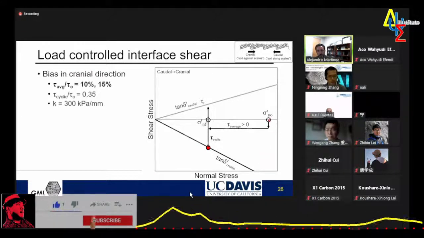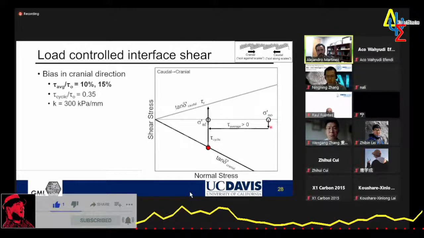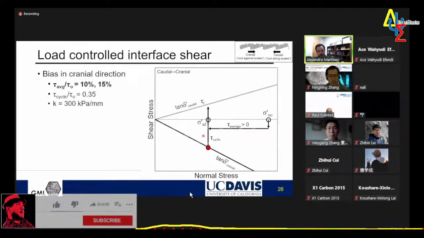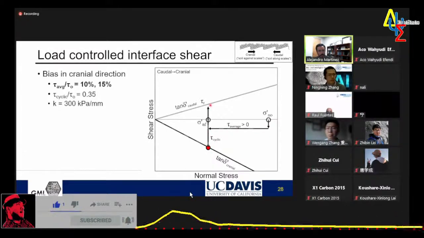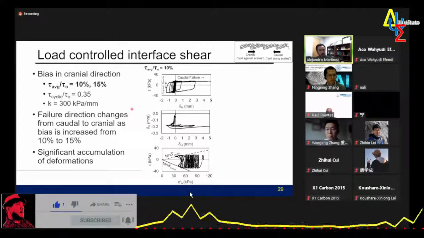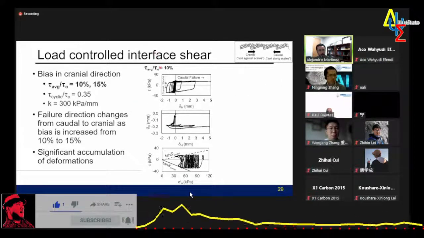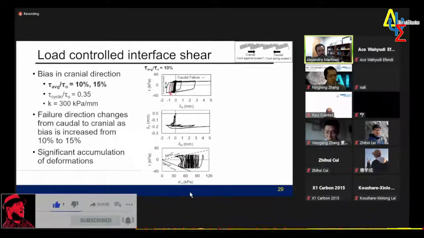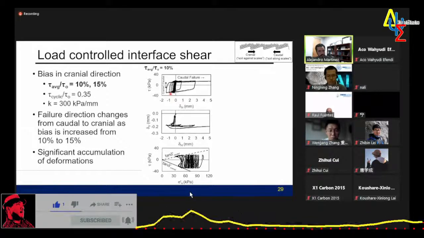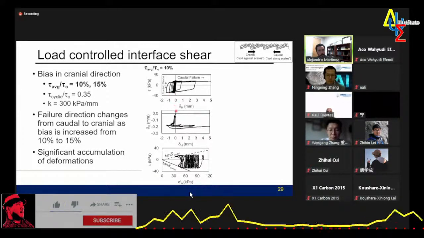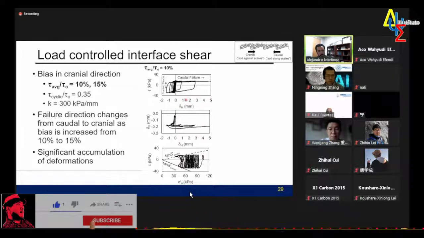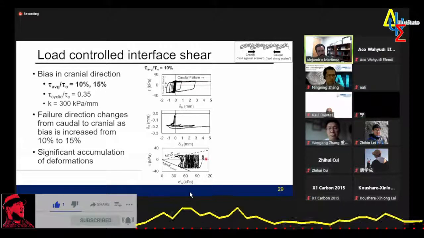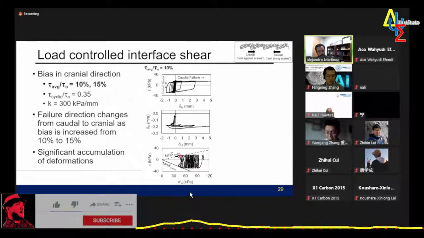And so what we do here is we introduce a bias towards the cranial side, because we want to test how much bias it takes to fail in the cranial side as opposed to the caudal. And so that's what we did. We started with a bias of 10%. And so we shear caudal, cranial, but now the cyclic amplitude in the cranial side is greater, as we see here. We accumulate much greater displacements, but we end up failing in the caudal side, as shown here. And that's because we touched the failure envelope in the caudal side first.